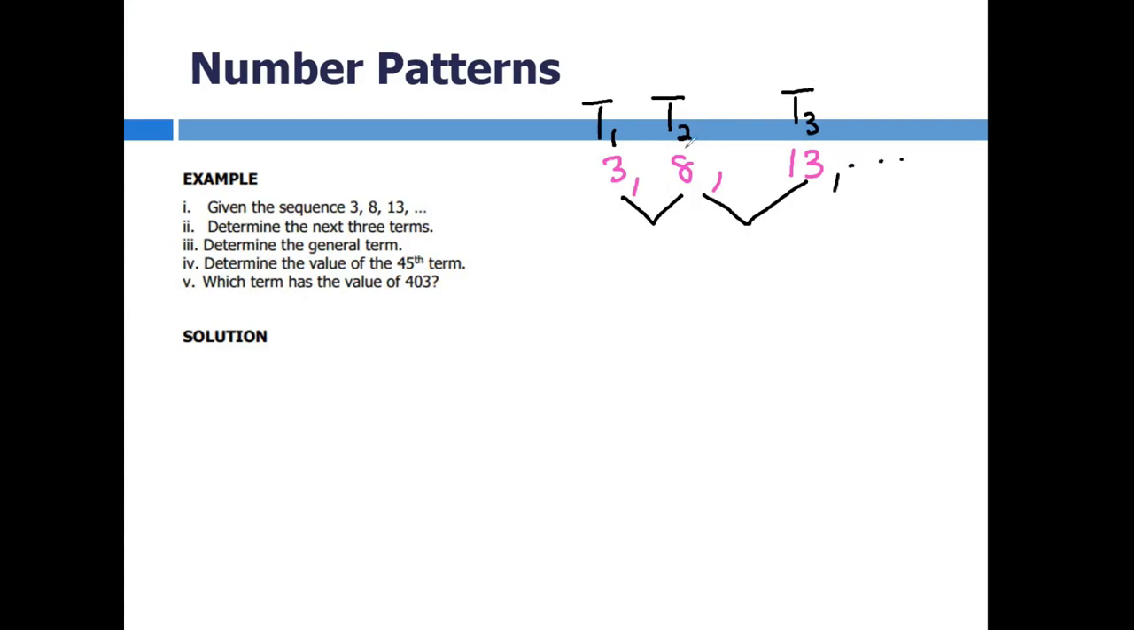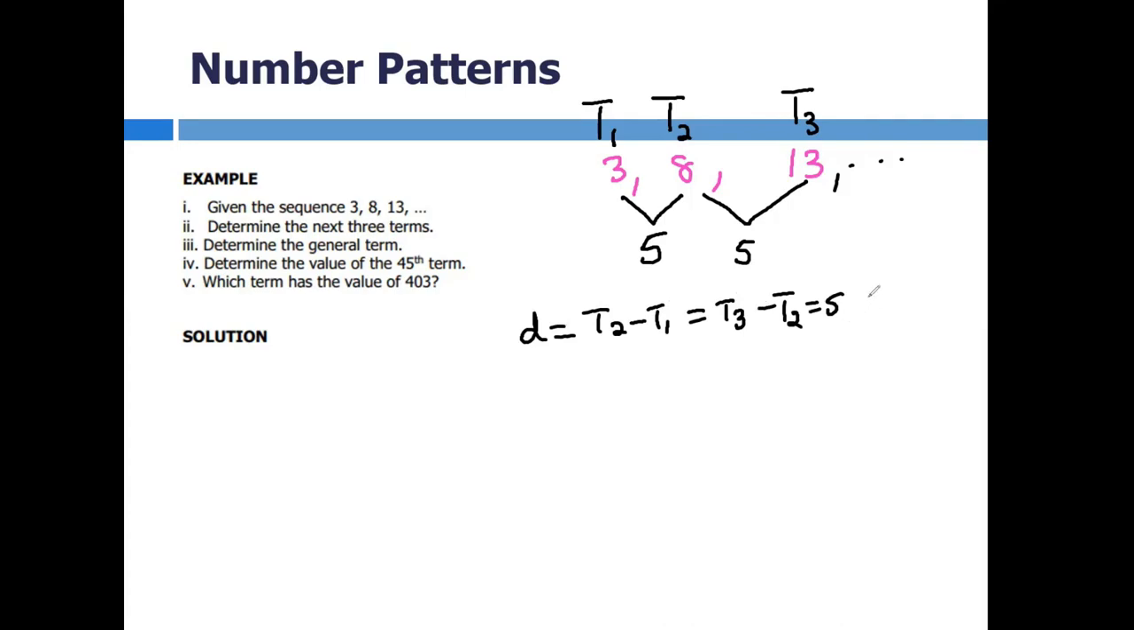So we can find T2 minus T1. That will be 8 minus 3, and that will give me 5. Then we can also go T3 minus T2: 13 minus 8, and it is giving us 5. So we can see already here that T2 minus T1 is equal to T3 minus T2, right? That automatically means that we have found our D, which is equal to 5.